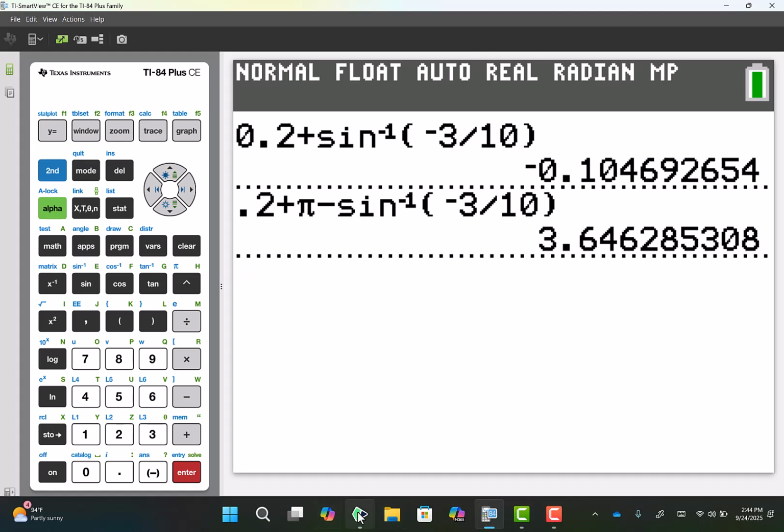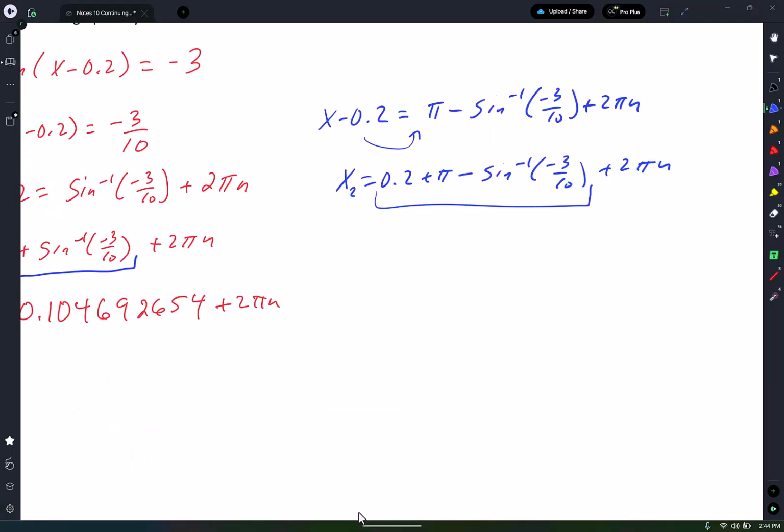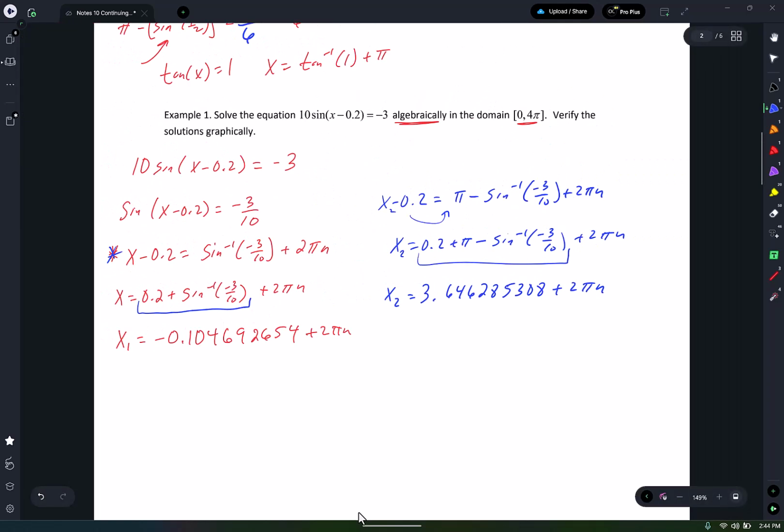3.646285308. I'm not going to be able to memorize that. You guys will help me out. I'm going to put a 2 on the bottom of this. X subscript 2 equals 3.646285308. That's all the digits. Plus 2 pi n. How do we feel? Okay.